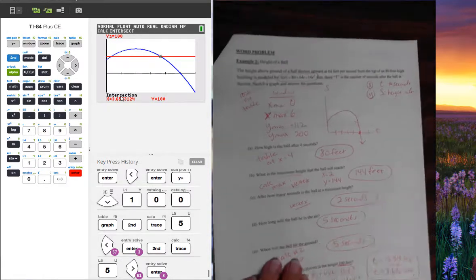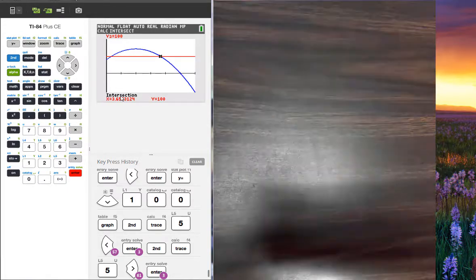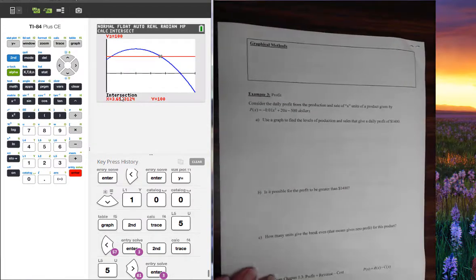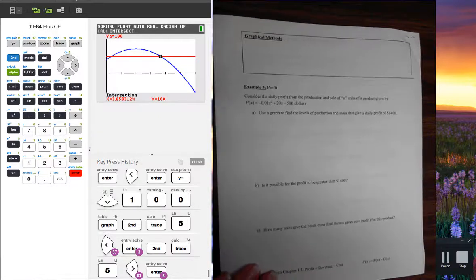Next problem. All right, let me see if this is lined up. Yep.